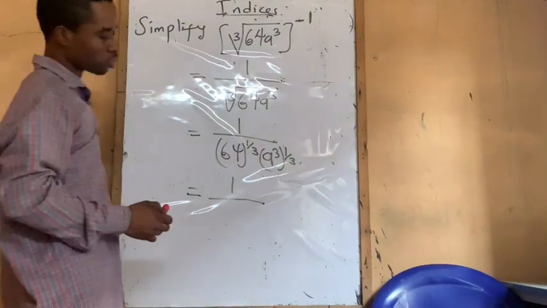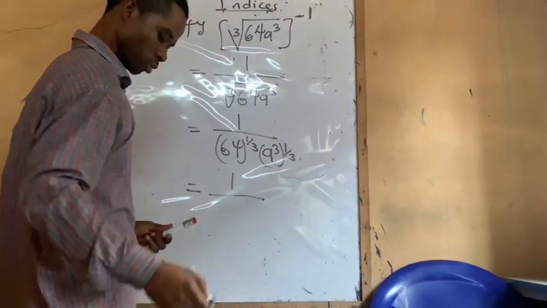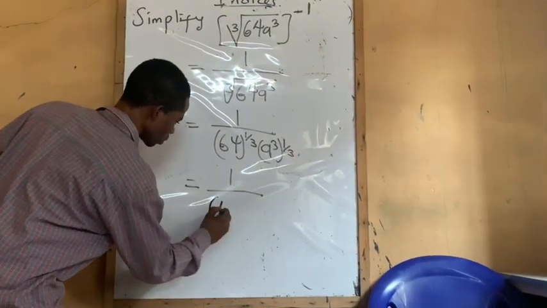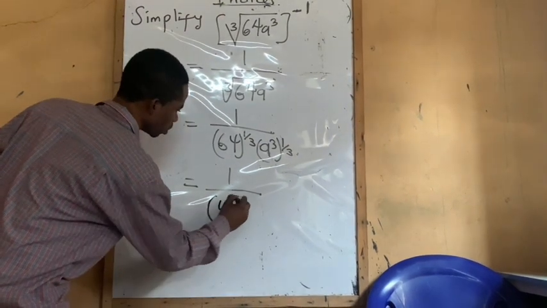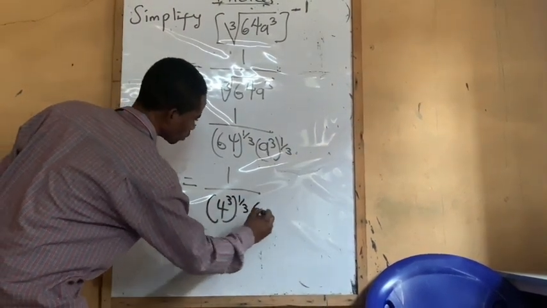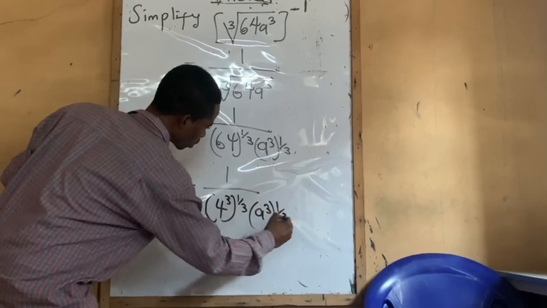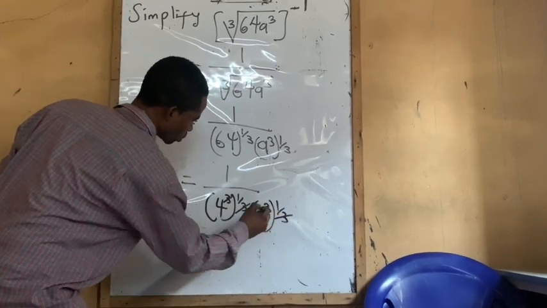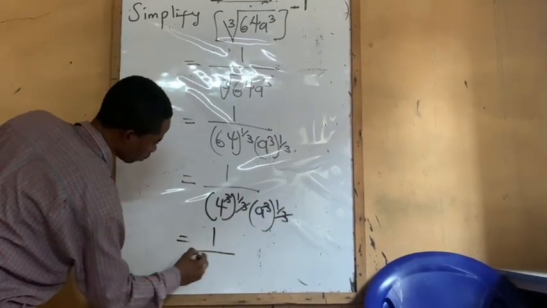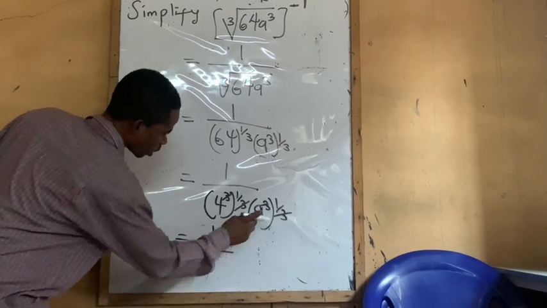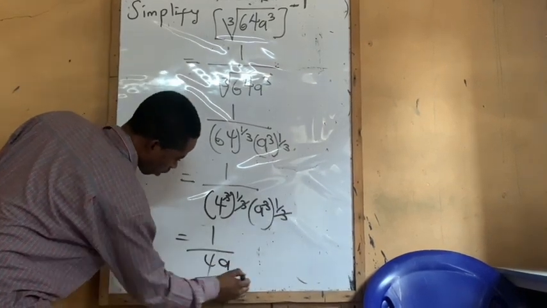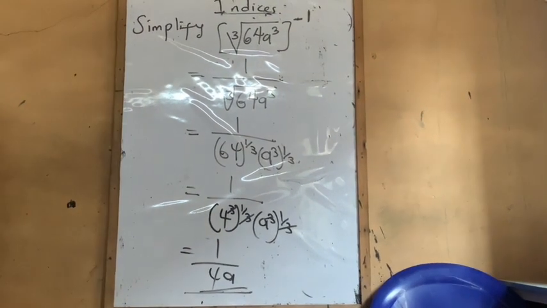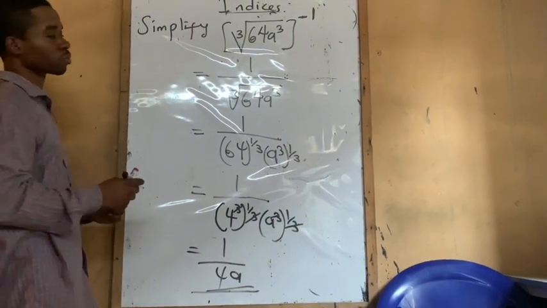And 64 is actually 4 raised to power 3. So 4 raised to power 3, 1 over 3, and this a raised to power 3, 1 over 3. This cancels this, this cancels this. So we have 1 all over 4 raised to power 1 is 4, and a raised to power 1 is a. 1 all over 4a.